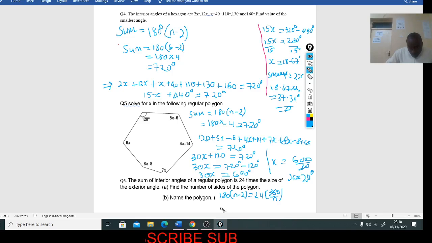So that means 180n, I can open the brackets here, it will be 180n minus 360, and it will give you 360 times 24, which is 8,640, all over n.